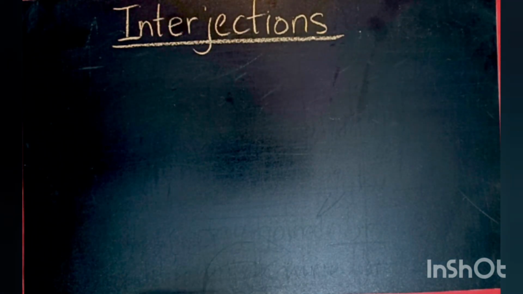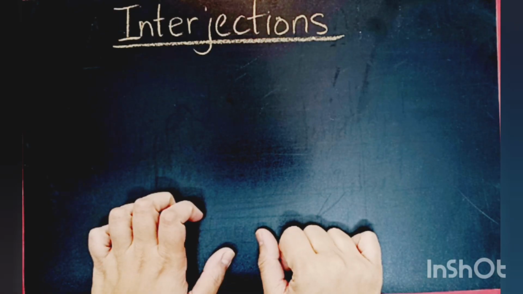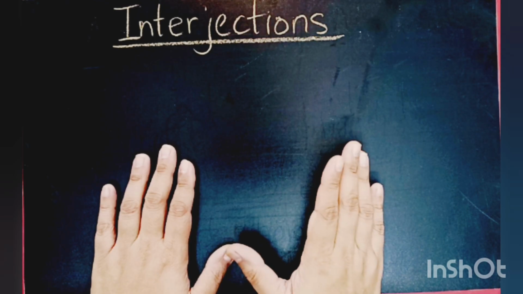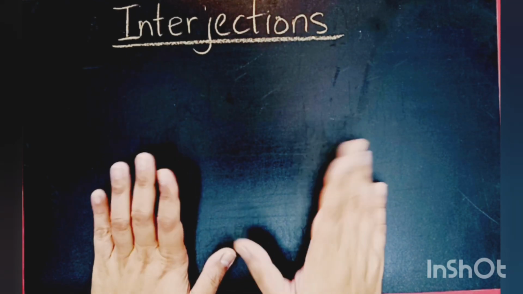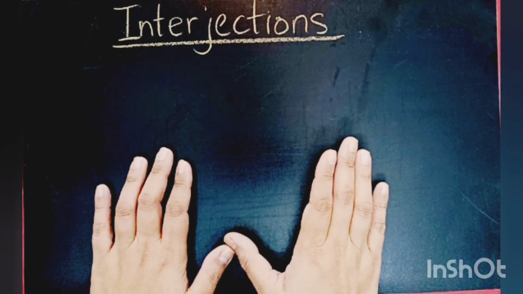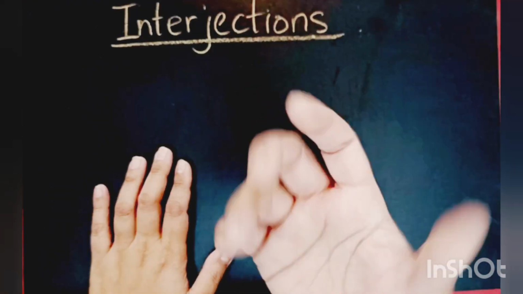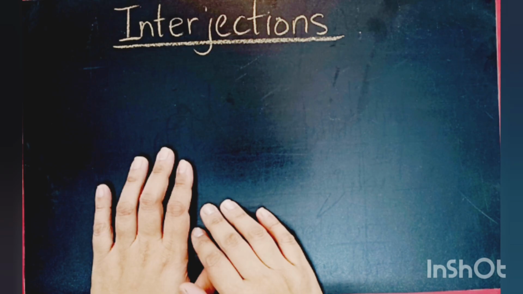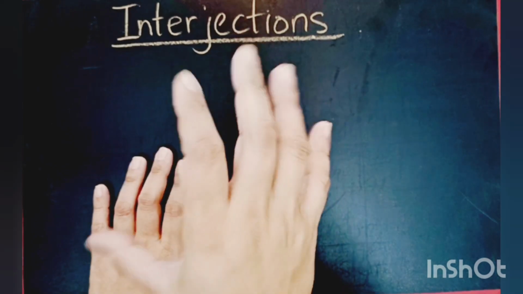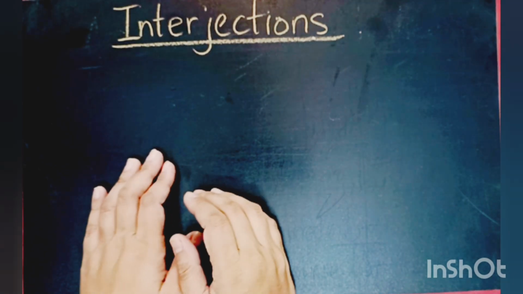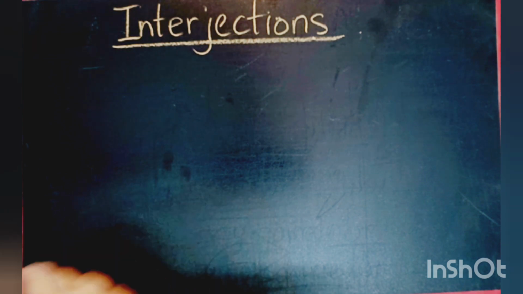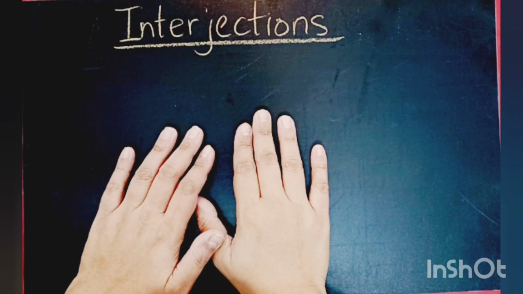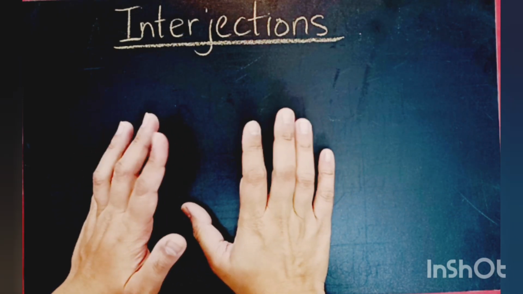We are going to learn interjections today. So, what is the simplest definition of interjections? A word or phrase used to express a feeling or to request or demand something. While interjections are a part of speech, they are not grammatically connected to other parts of a sentence. Interjections are common in everyday speech and informal writing both.